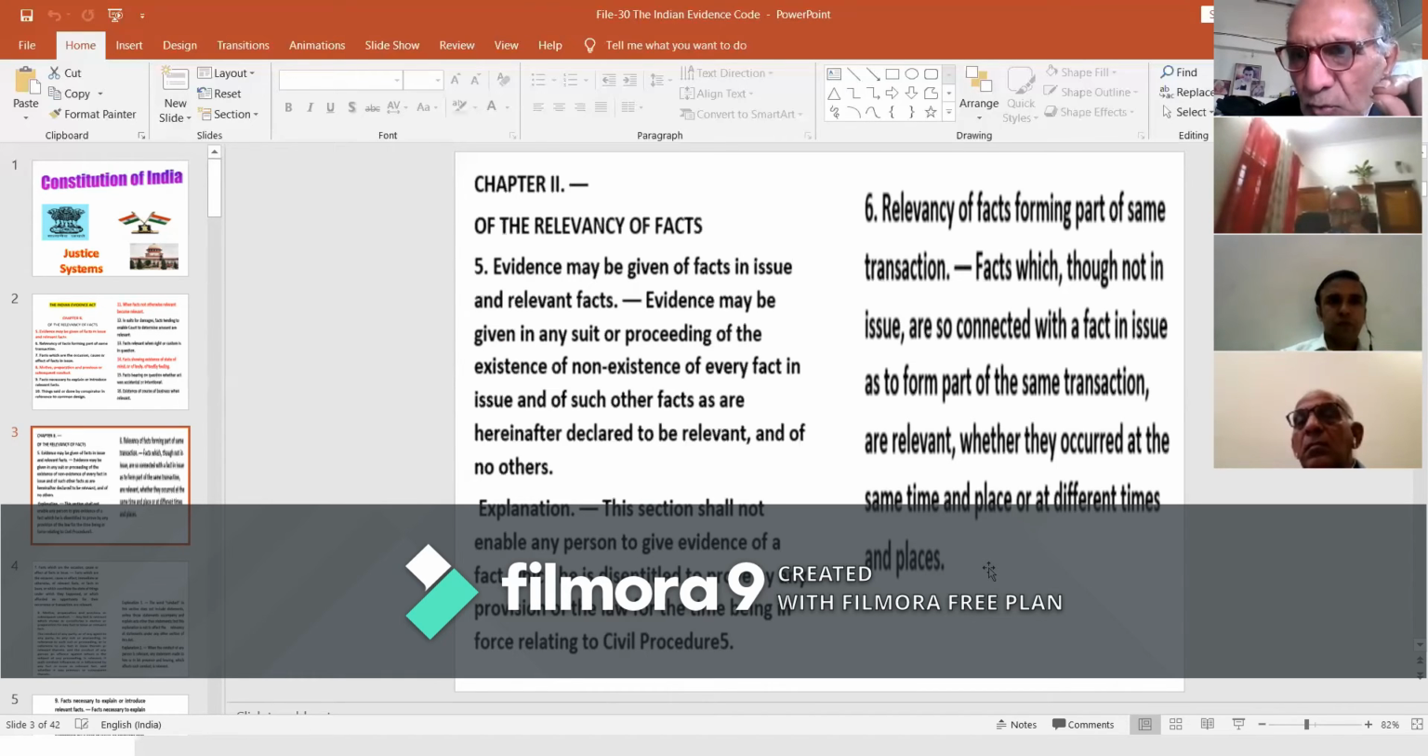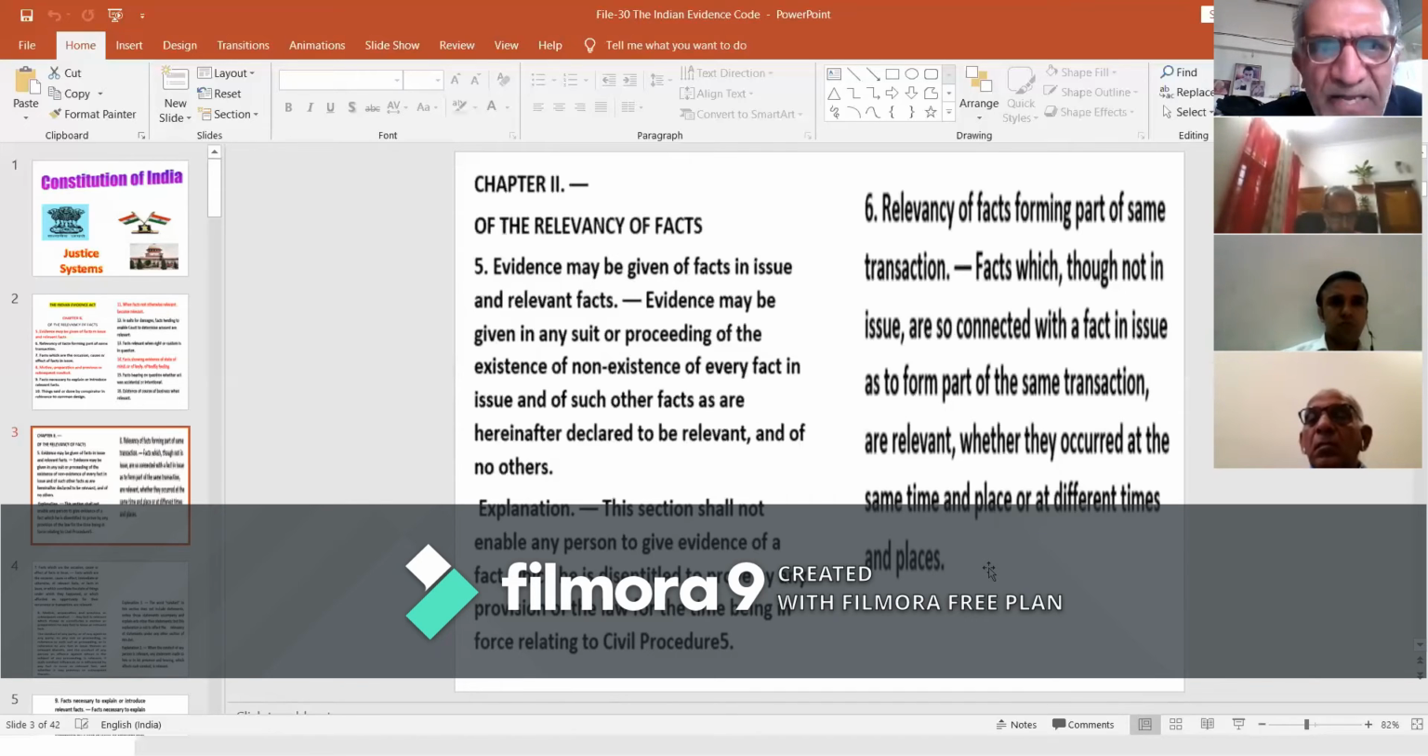Therefore, to have proper comprehension of what is permitted under the law of evidence, it is with respect to the issues and other facts which have been declared relevant in this chapter. Therefore, we have to be very thorough about the specific provisions, as it is only in terms of these premises, this permissibility, that we or any party can lead evidence.